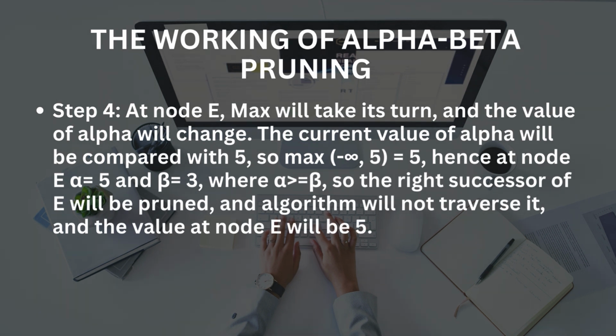Hence, at node E, alpha is equal to 5 and beta is equal to 3, where alpha is greater than or equal to beta. So, the right successor of E will be pruned and the algorithm will not traverse it, and the value at node E will be 5. So, you can see the changes in this diagram.